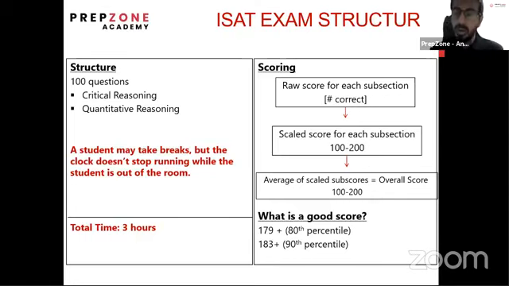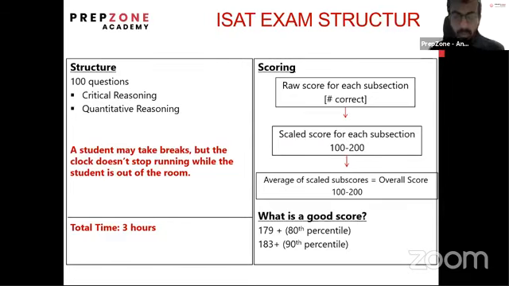So over there, what is a good score? A good score is around 183 and above. That gives you a 90th percentile. Now these percentiles, just to make sure, they change every time. So this cycle, it could be 183, which is 90th percentile. Next cycle could be 185. So do not base yourself on, oh, I should get 183. You should try to get as high as possible, so that at the end of it, ISAT is not the reason for your scores.